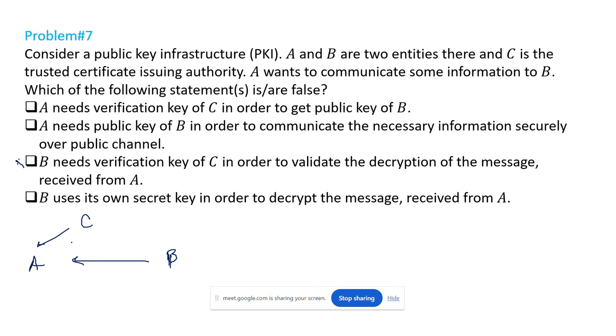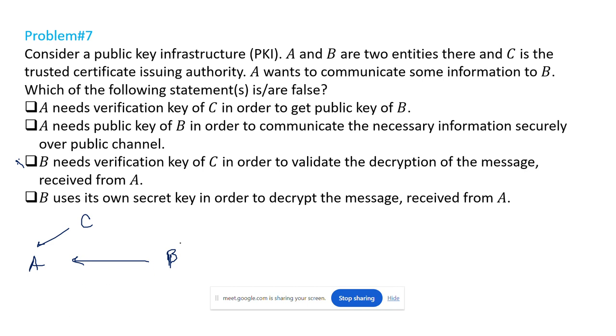Now, that point is understood, but I took it like C has given the certificate to both A and B, so both of them already have the verification key of C. Yes, of course, because C is the issuing authority, so the verification key of C should be available to both A and B. They already have it, but A needs to use that verification key to verify the public key of B.